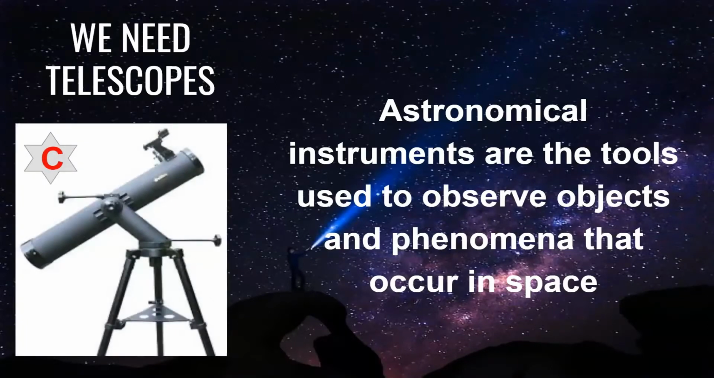Now, astronomical instruments are the tools used to observe objects and phenomena that occur in space. And a typical example is the one we just saw, that is the answer C.